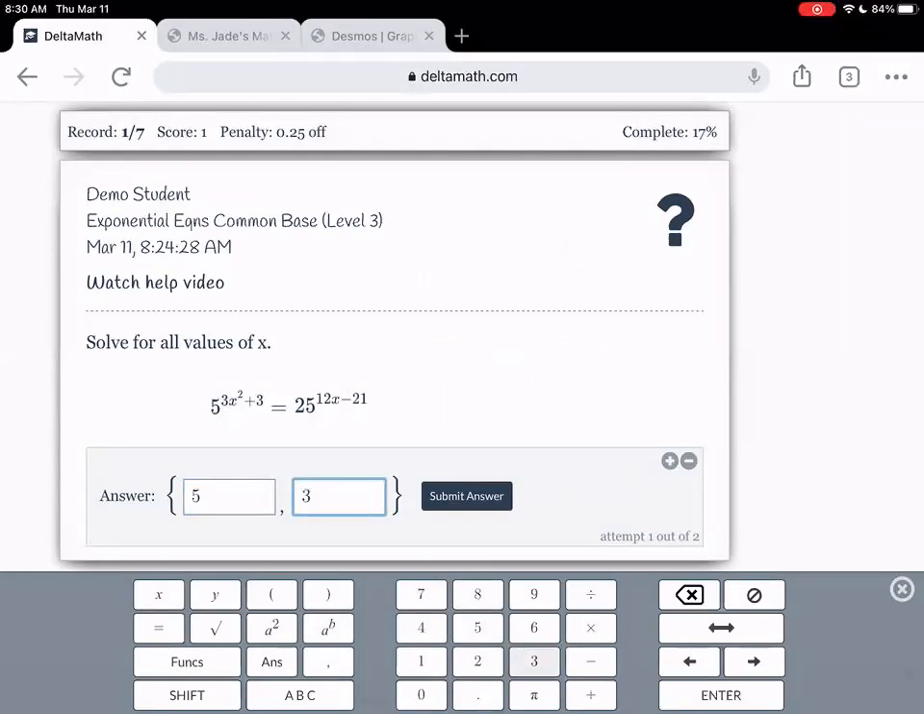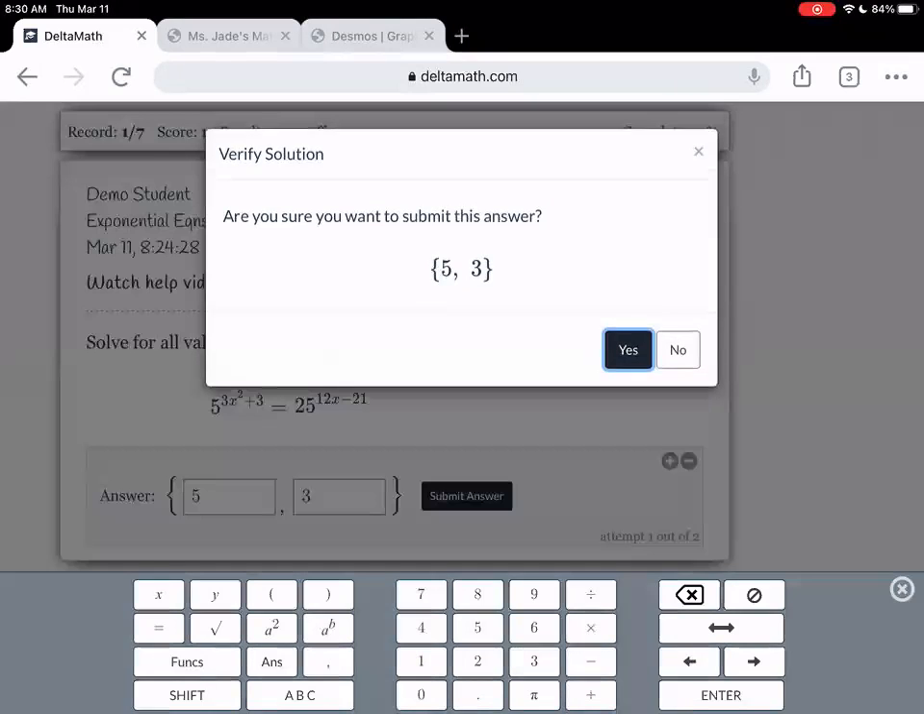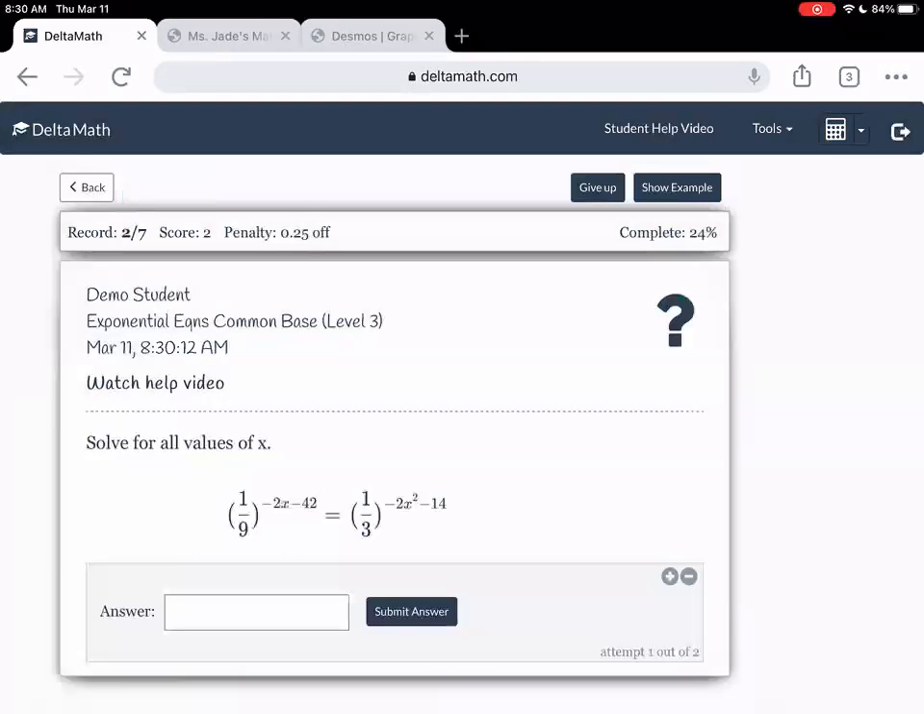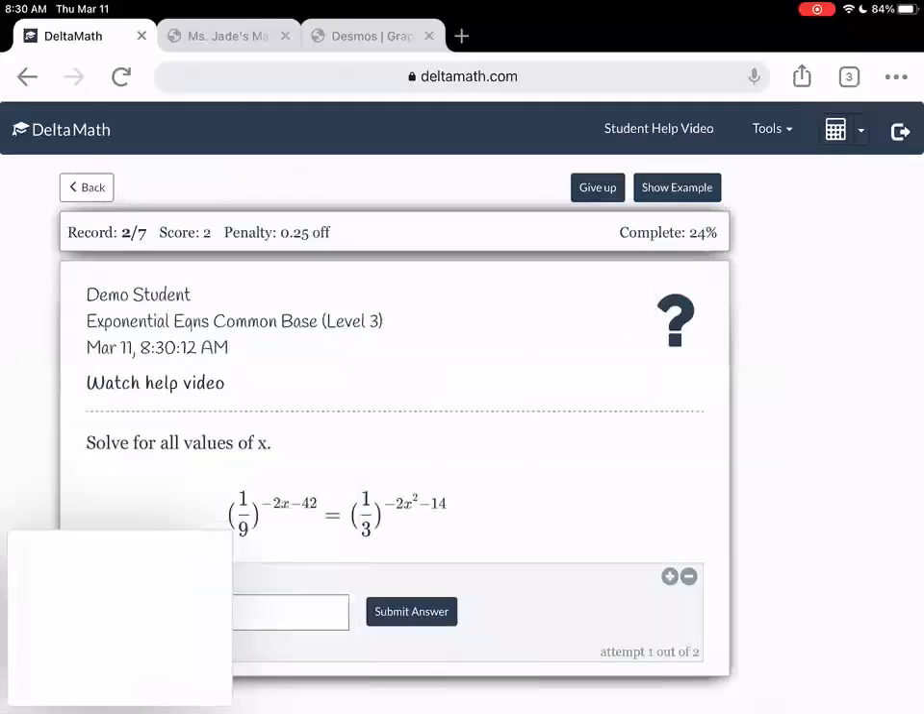And it doesn't matter if you put your 3 first and then the 5, or the 5 first and then the 3. It will be fine either way. It'll still give you the points. Let's do one more example.